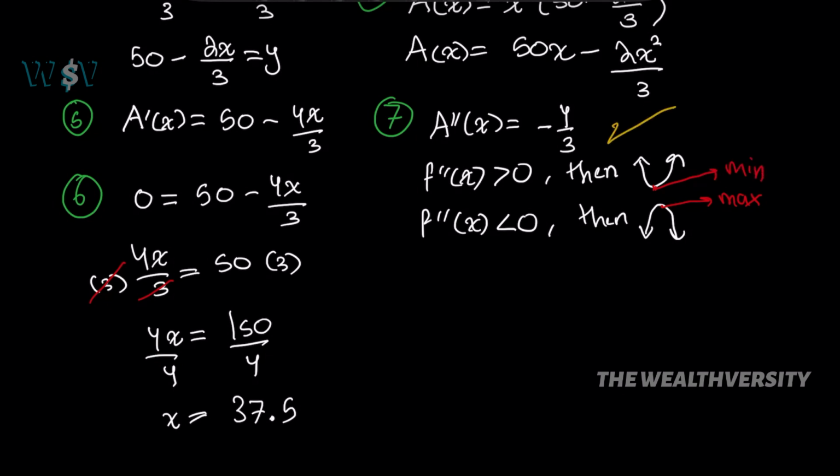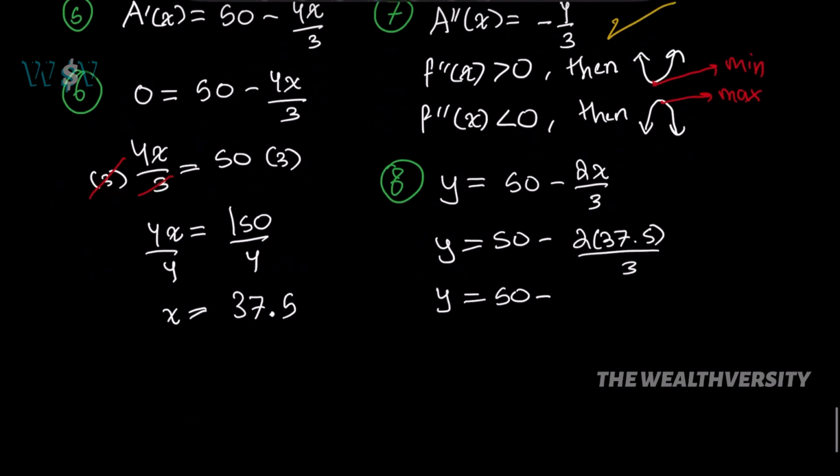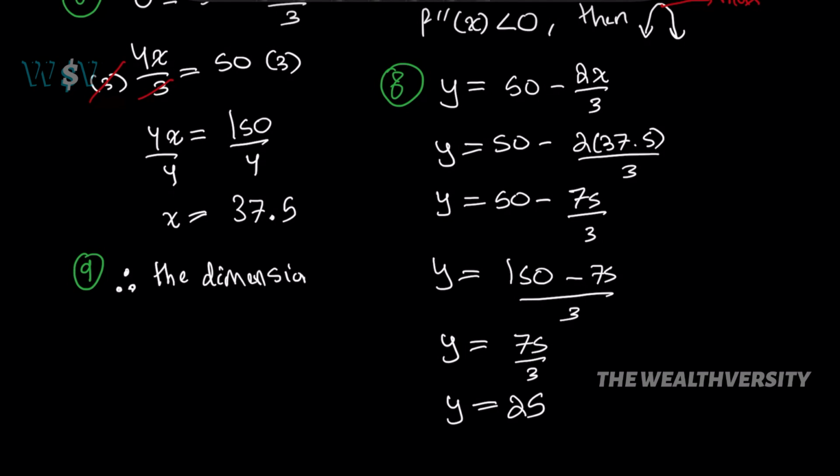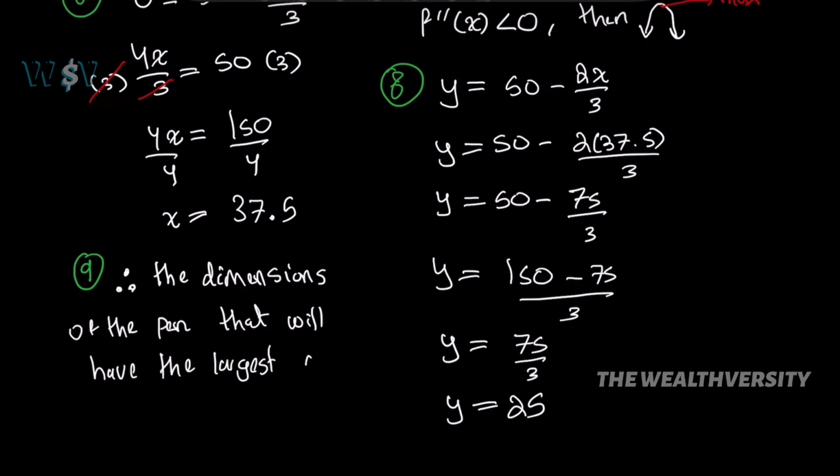The next step is to find the other dimension, y. Since we already isolated for y, we will use y is equal to (50 minus 2x) divided by 3, in which we get that y is equal to 25 meters. Since the question only asked for dimensions and not the area, the last step will be writing a therefore statement that states that the dimensions that will result in the largest area possible is 37.5 meters by 25 meters.